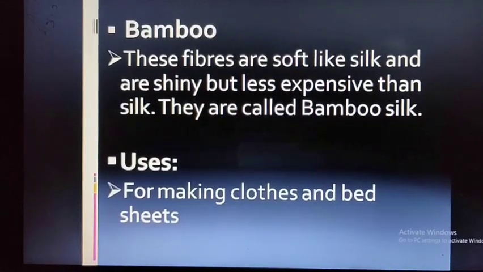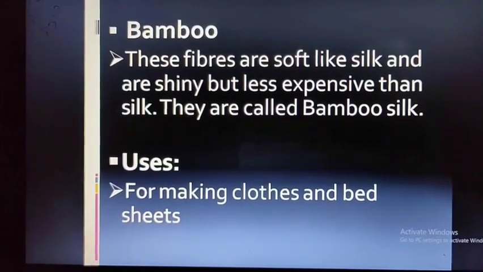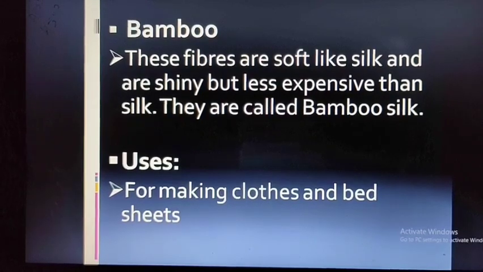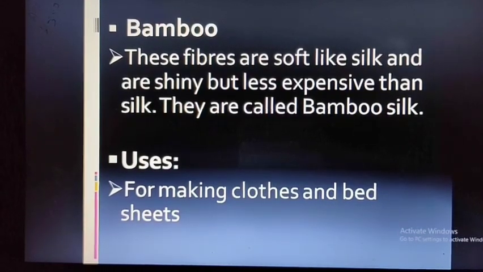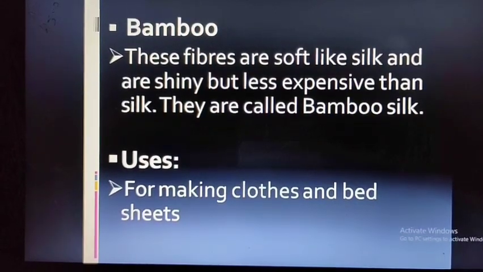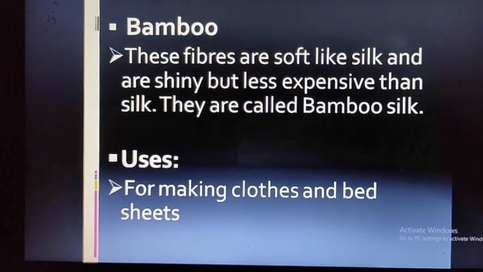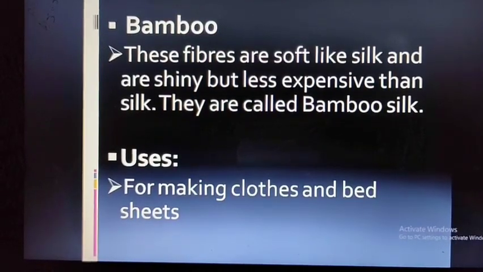Now the second category of bast fiber is bamboo. These fibers are soft like silk and are shiny but less expensive than silk. They are called bamboo silk and usually they are used for making clothes and bed sheets.